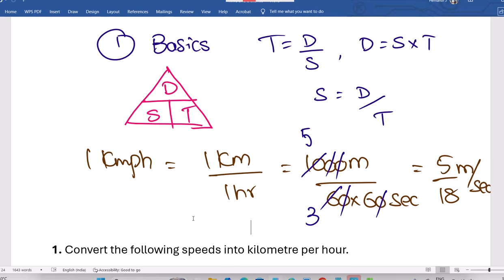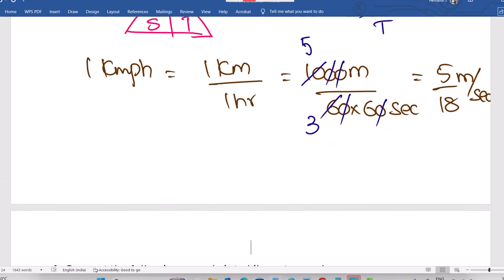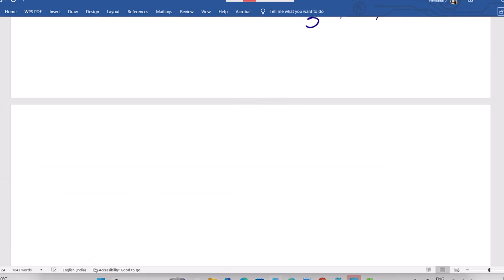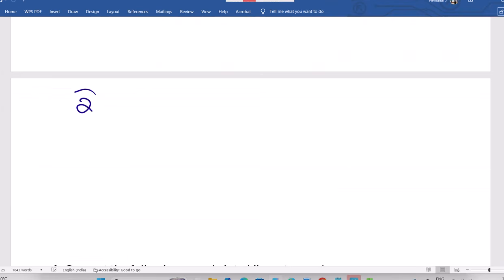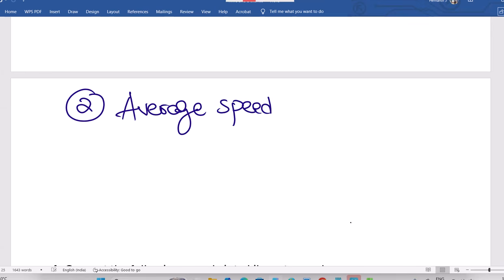Next, the other topic is average speed. We have questions related to average speed. What is speed? Distance by time. Average speed is total distance divided by total time. With that, you can handle any question related to average speed. No other formulas are required. It's very simple: total distance divided by total time.